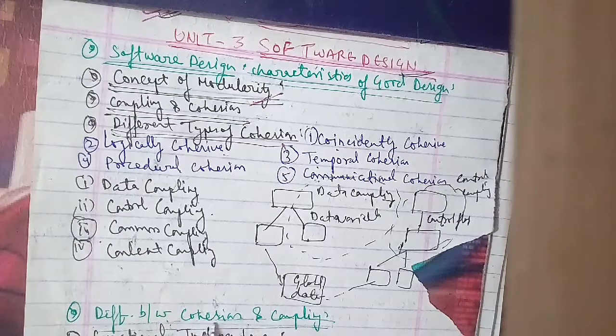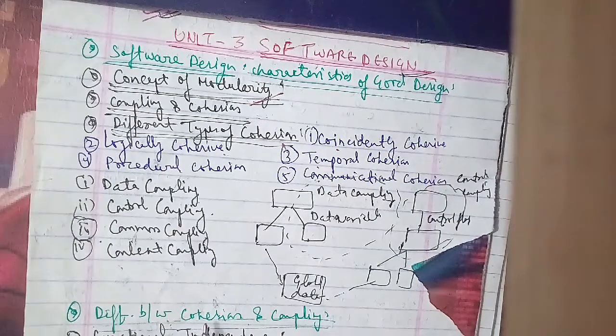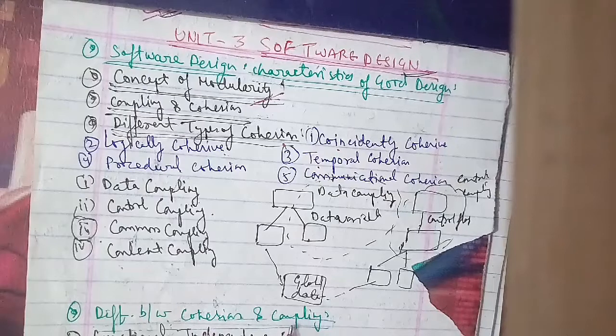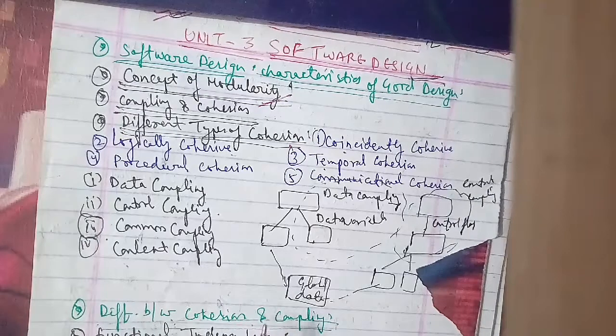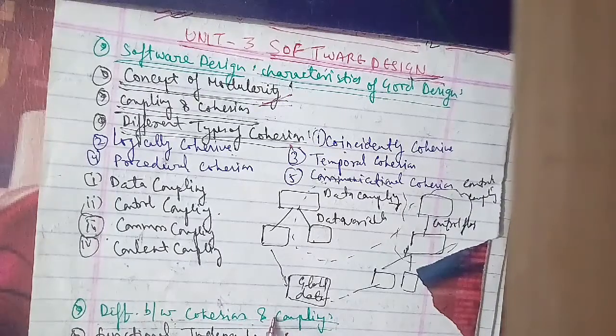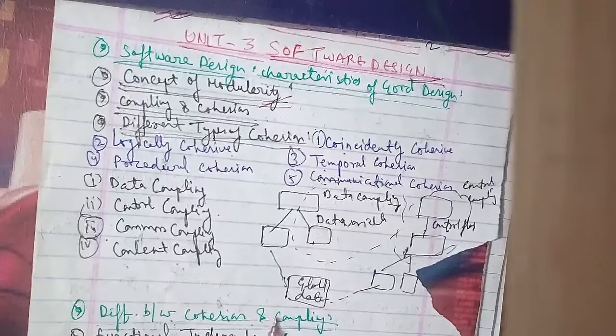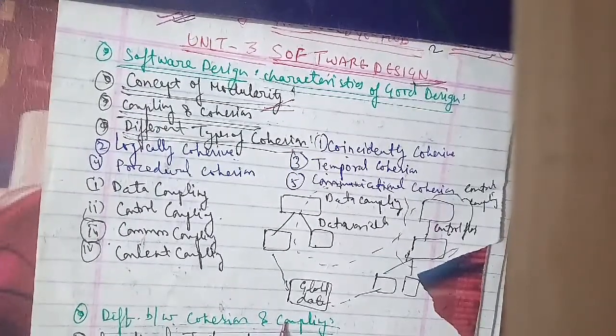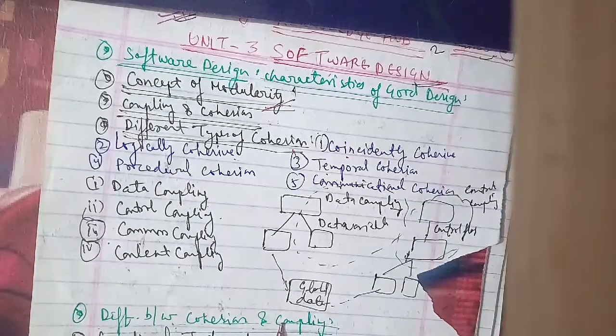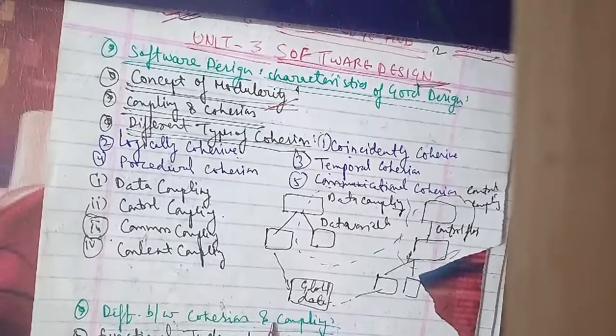What do you mean by functional independence, and why is functional independence the key factor for good software design? Explain. This has been asked for 10 marks. Functional independence can be achieved by developing the functional modules with a single-minded approach.